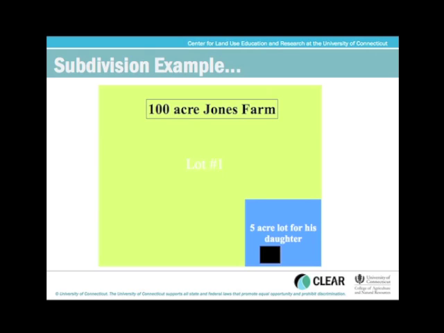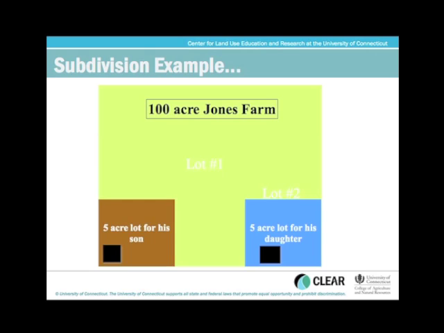Now, as we said in the definition, a subdivision is 3 or more parcels. So this is really just 2 parcels. So this is considered what they call a free split. So in this one they don't have to come under the subdivision regulations. So you can get that split pretty much without coming to the Planning Commission for review.